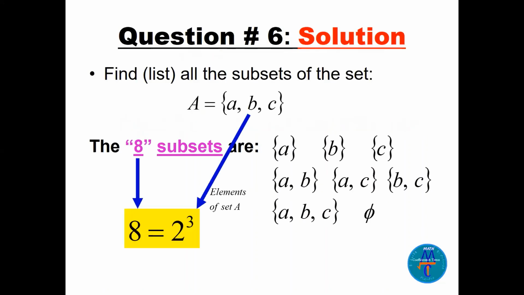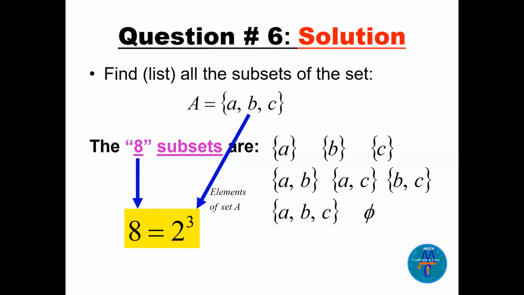Altogether you will get 8, because I listed them here. The subsets are {a} by itself. Remember, you have to put braces there. {b} is a subset, {c} is a subset, {a, b}, {a, c}, {b, c}, {a, b, c}, and then phi. The empty set is always a subset of any set. So that's why we have 8: 1, 2, 3, 4, 5, 6, 7, 8.